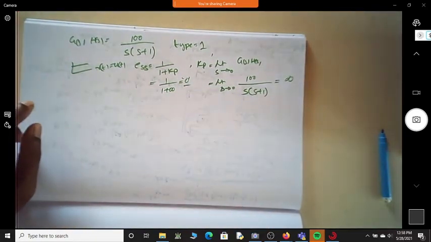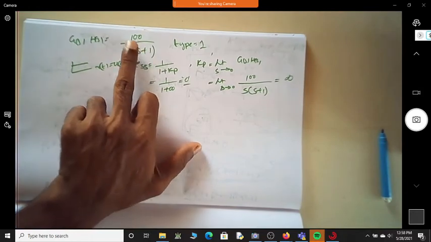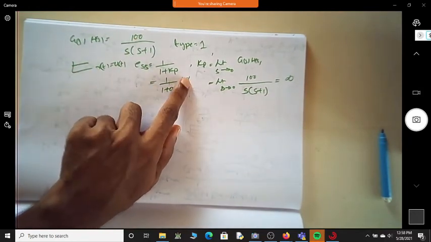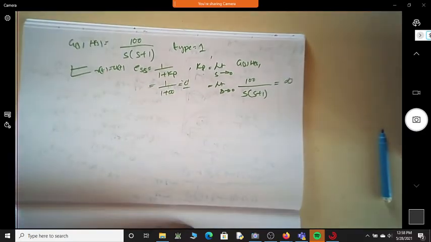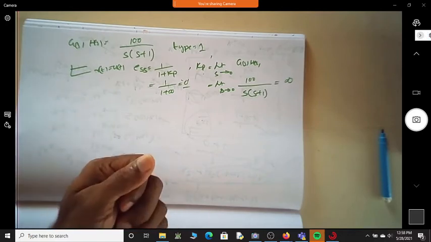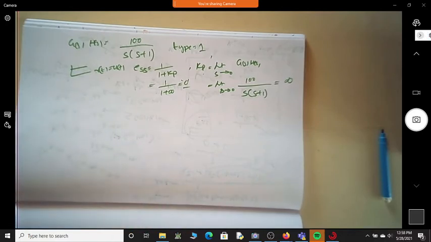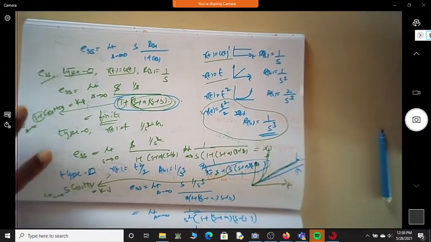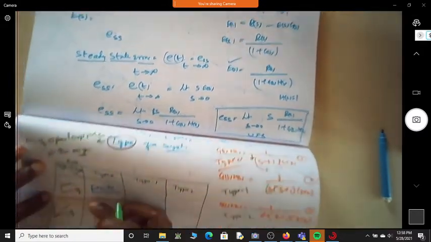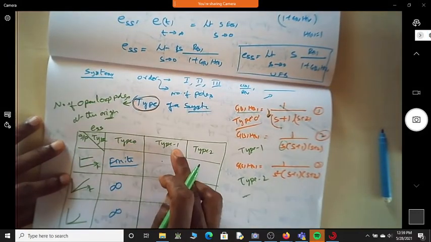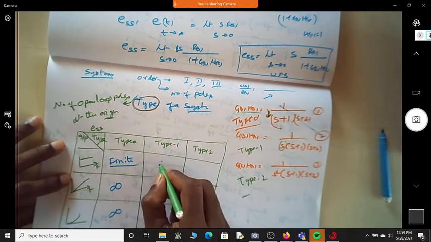We have 0 error. Meaning, for a type 1 system, if you apply step input, it will end up with 0 error. So, it is better to have a type 1 system rather than a type 0 system. Because you had a finite error for a step input for type 0. Now for type 1, you have a 0 error.